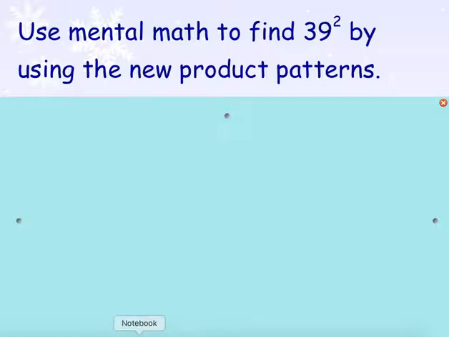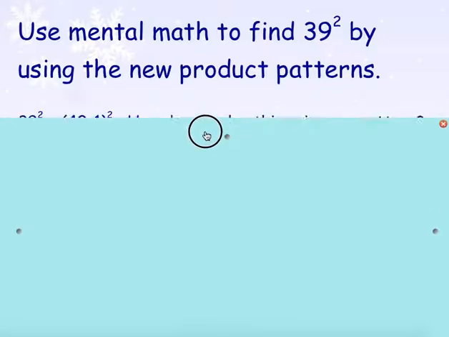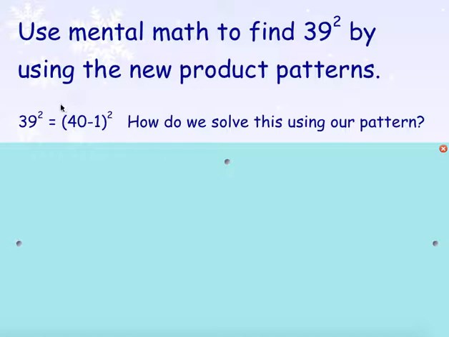Okay. Now, what's kind of fun about this is the fact that we can use some of these to do some really simple mental math. So, if I were to ask you to do 39 squared mentally, it may not be that easy. But if we use our product patterns, it becomes a little bit easier. And how we do that is by saying 39, well, I can also describe that as 40 minus 1 squared.